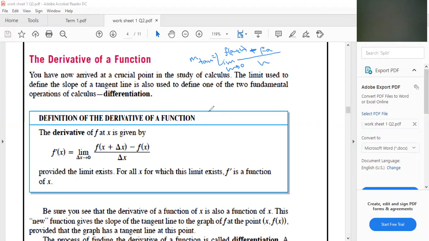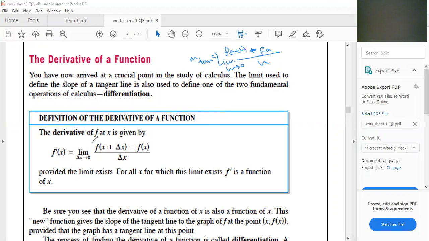Also, we can find what? The differentiation of the function. Okay? What is the meaning of this? It's a new vocabulary. Okay, let's know what is the meaning of the derivative. Definition of the derivative of a function.